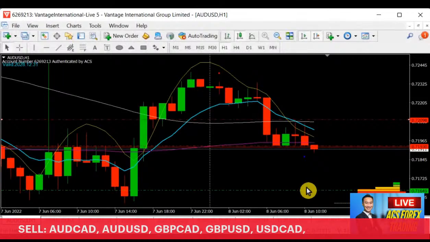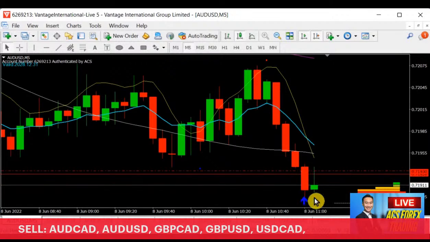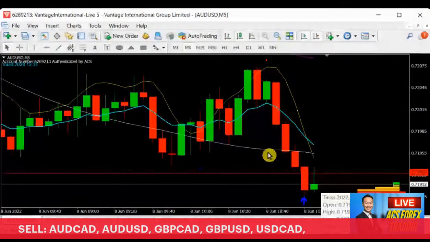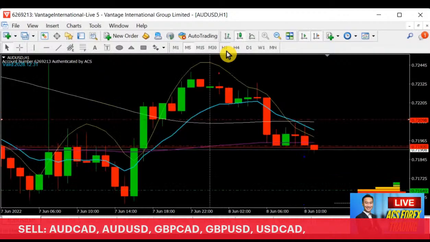It will pull the H1 down. For example, like this. Over here, now you see it's actually pulling back to retest. Then in the next 5 minutes it's going to open up for a lower resistance, selling down again. Then the whole of H1 will start to pull down.